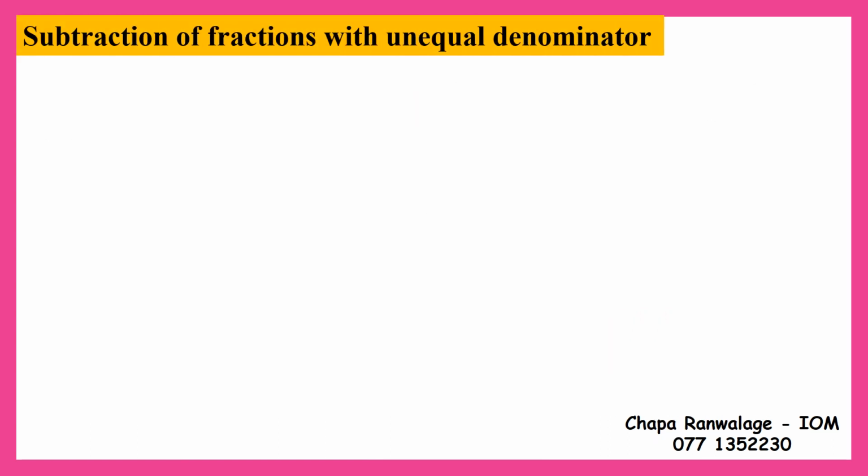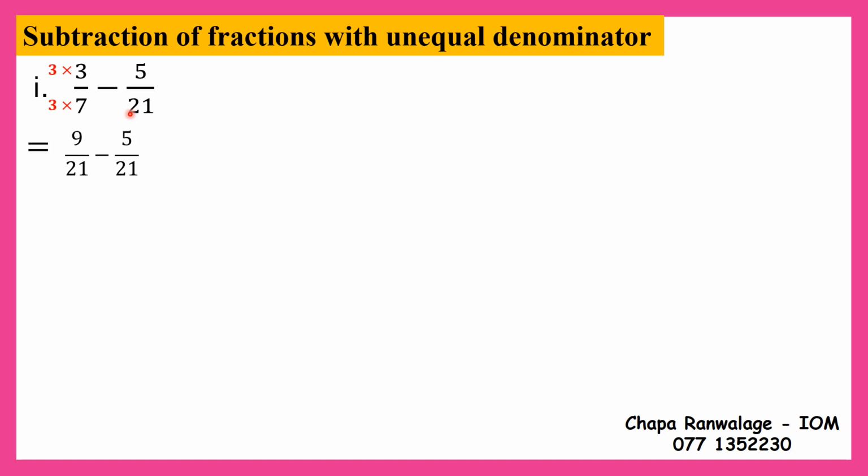Last topic is subtraction of fraction with unequal denominators. First one, 3 over 7 minus 5 over 21. Now we can equal them. We can convert this 7 into 21 by multiplying both denominator and the numerator by 3. 3 times 7 is 21. So we can multiply the numerator also by 3. So we can obtain 9 over 21 minus 5 over 21.